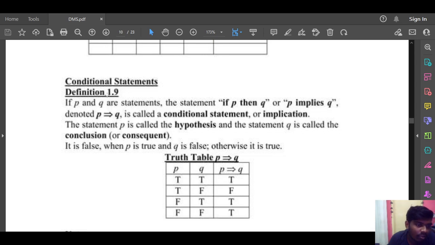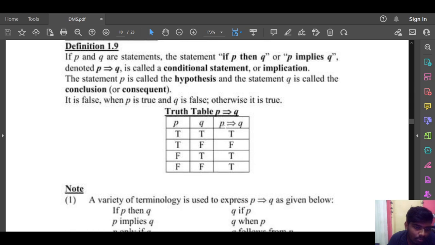Conditional statements. If P and Q are statements, the statement if P then Q, P implies Q, is denoted by this symbol. It is a conditional. The truth table of P implies Q is: if true implies true, then the outcome is true. If true implies false, it will be false. If the second statement is false, then the outcome will be false, and false implies true is true, and false implies false is also true.